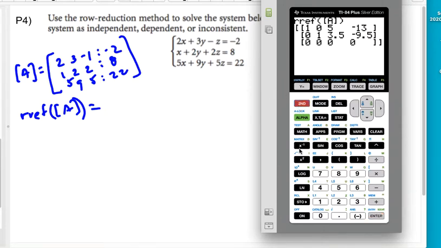I'm going to go ahead and go to second matrix, then go to edit. I'm going to edit my A, which is already the correct dimensions. 2, 3, negative 1, negative 2, 1, 2, 2, 8, 5, 9, 5, 22. And then you just double check that it lines up right. My last row should be negative 2, 8, 22, which it is. My second to last column should be negative 1, 2, 5. That's right. 3, 2, 9, and let's just double check that my first column is 2, 1, 5.